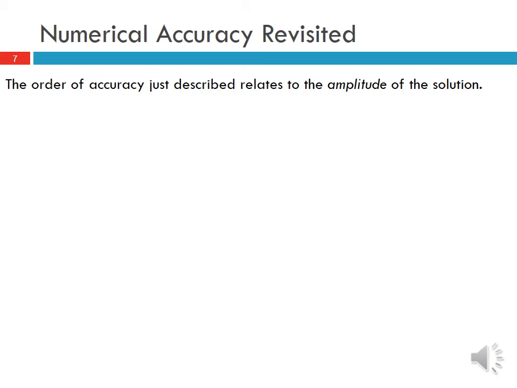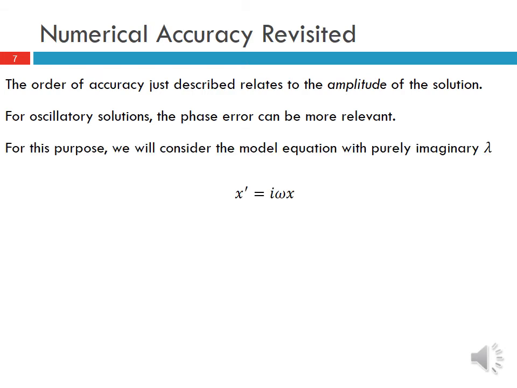So the order of accuracy that we just described relates to the amplitude of the solution. But for oscillatory solutions, the phase error can sometimes be more relevant, or we sometimes want to look at these two things, the amplitude and the phase error, independently. So for this purpose, we'll consider the model equation with the purely imaginary lambda. So let's consider the equation x prime is equal to i omega x.